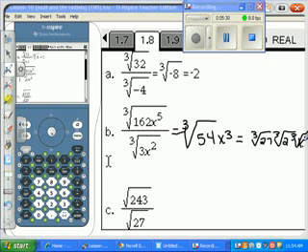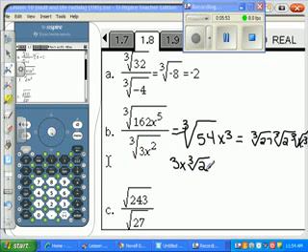X cubed. And I'm off my board. Okay? So I've broken it up, right? What's the cube root of 27? 3. Can you take the cube root of 2? No. Can you take the cube root of x cubed? Yeah, x. So the only thing I'm left with is the cube root of 2.